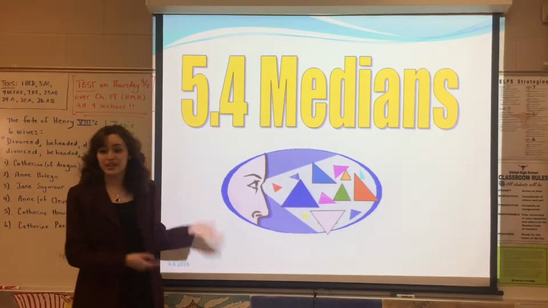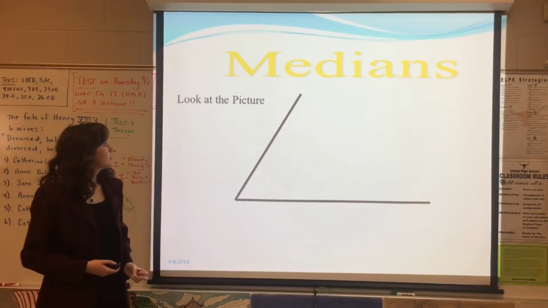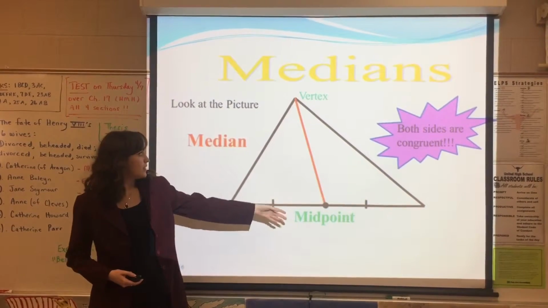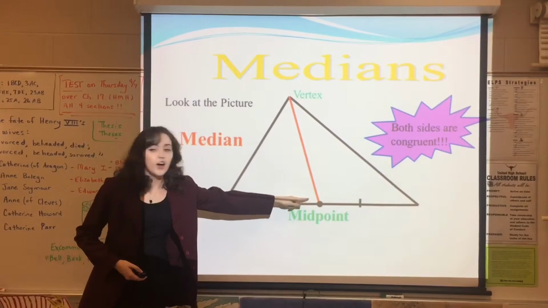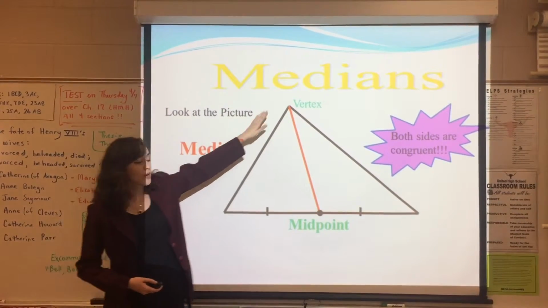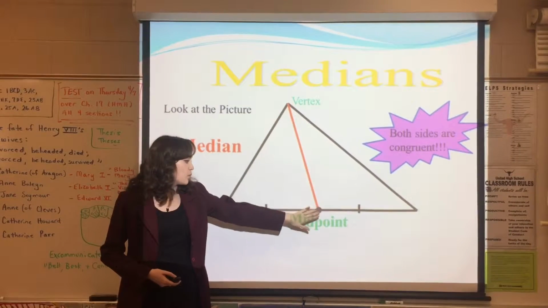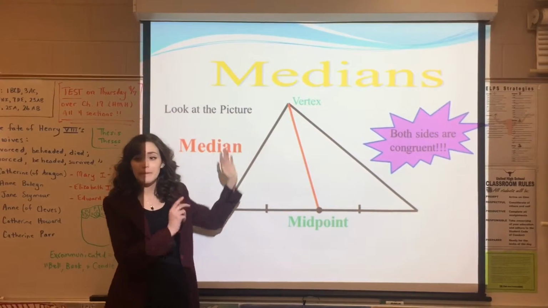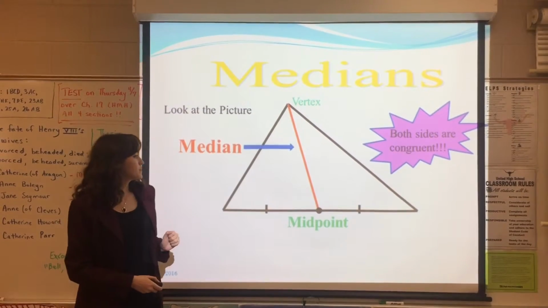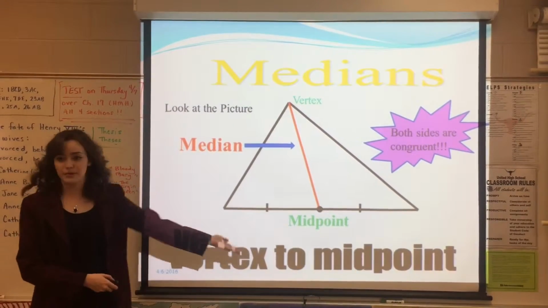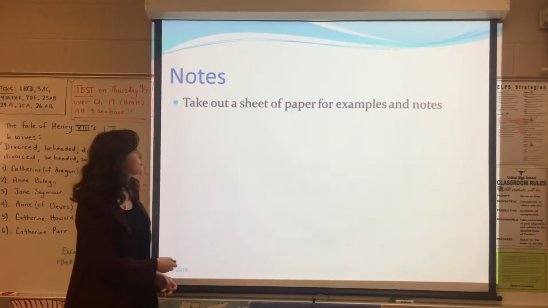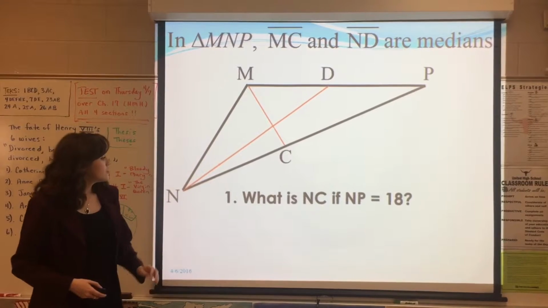Now we're going to jump into medians. Looking at this picture, we have our vertex and our midpoint, and this being our median. Both sides are congruent. This is our median. It connects from the vertex to the midpoint. So that's very important to remember. A median is when it connects from the vertex to the midpoint. Vertex to midpoint. Now I want you to continue taking notes. We're going to continue on. This is very interactive.